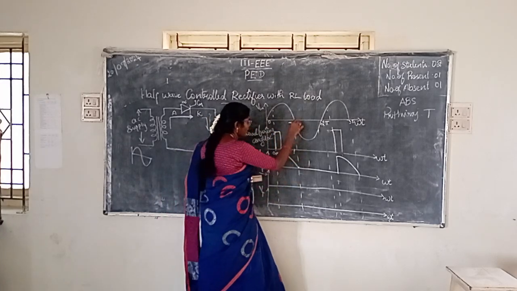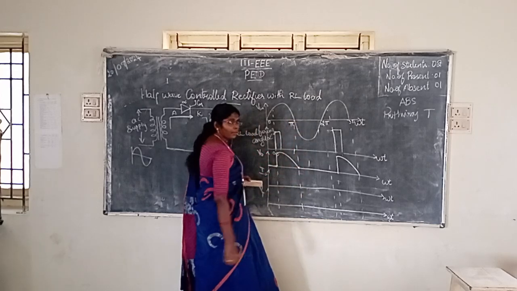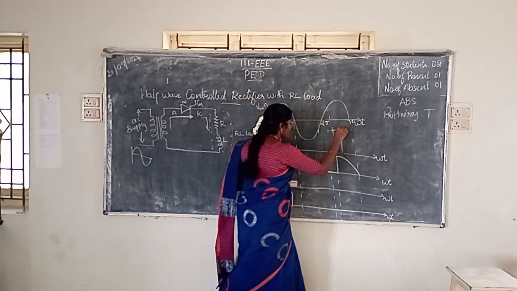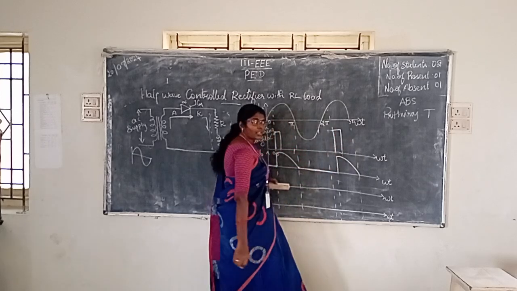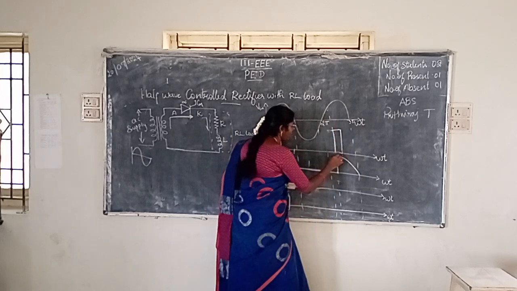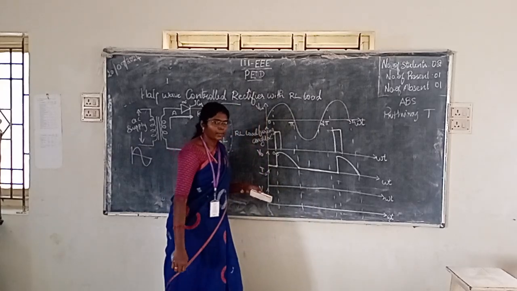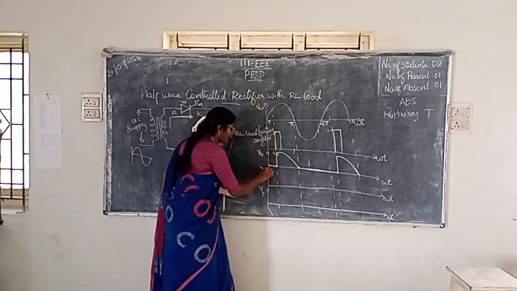it is 0 at the first half cycle pi, and it will be 0 till the next triggering pulse alpha is given to the SCR. So in the next cycle the voltage will increase and decrease accordingly. After that, what is the current?